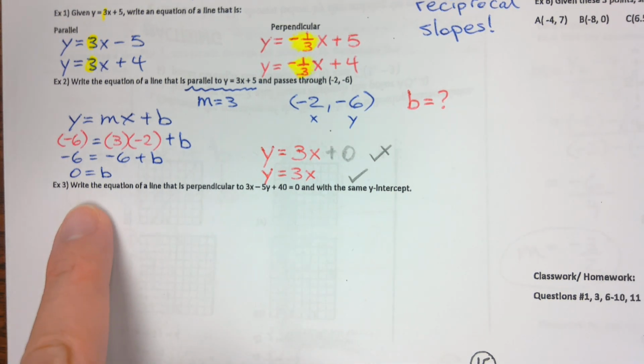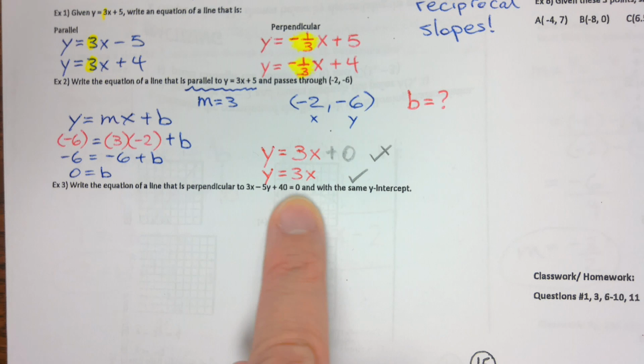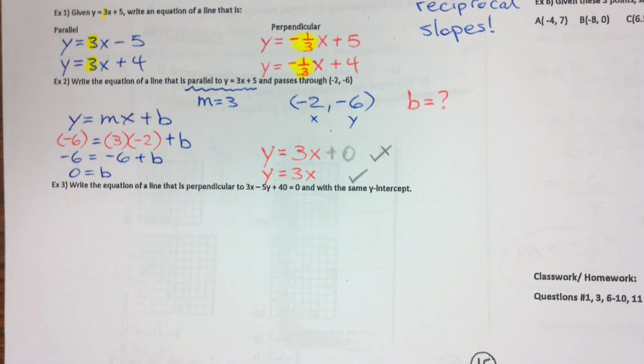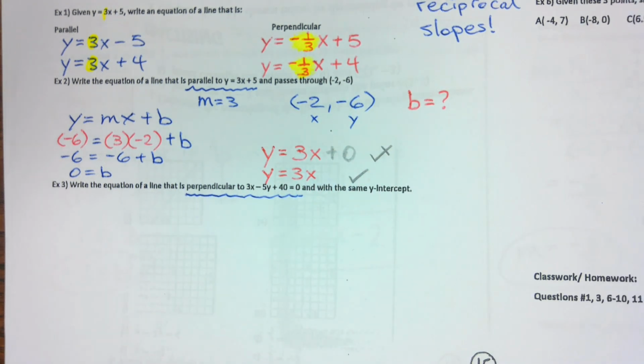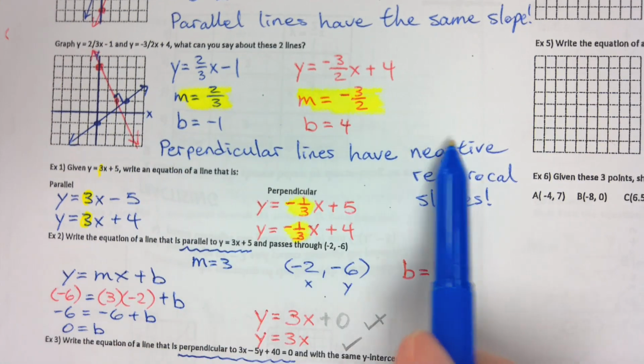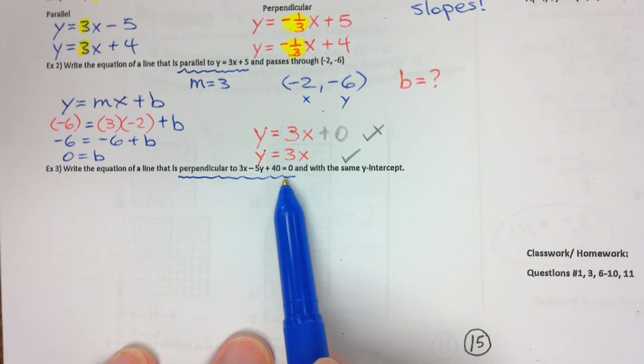Okay. Example 3. Write the equation of a line that's perpendicular to this with the same y-intercept. Okay. So somebody tell me an idea. So perpendicular to this. What do you think is my first step? All right. Liana, what do you think I have to do? 90 degrees, like this, something like this. Okay. So what's my very first step?